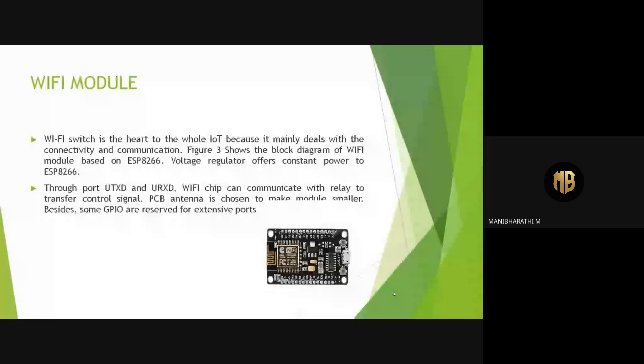Wi-Fi module. The Wi-Fi switch is the heart of the whole IoT because it mainly deals with connectivity and communication. This figure shows the block diagram of the Wi-Fi module, which is based on the ESP8266 chip. A voltage regulator offers constant power to the ESP8266.